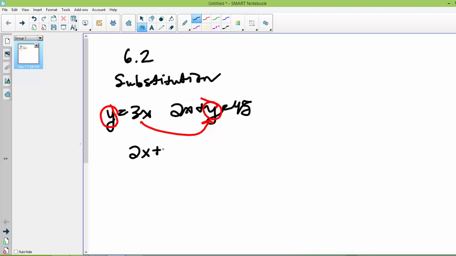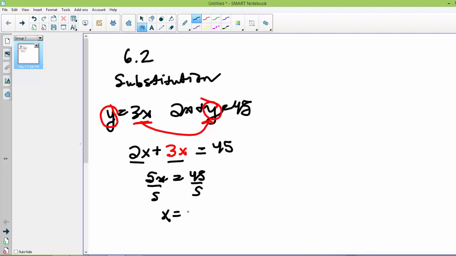So 2x plus, and then instead of y, we're going to substitute that 3x right here, because that's what y is equal to, equals 45. So these are like terms. They're on the same side of the equation. You put them together. 5x equals 45. And then to solve for x, you would divide by 5.